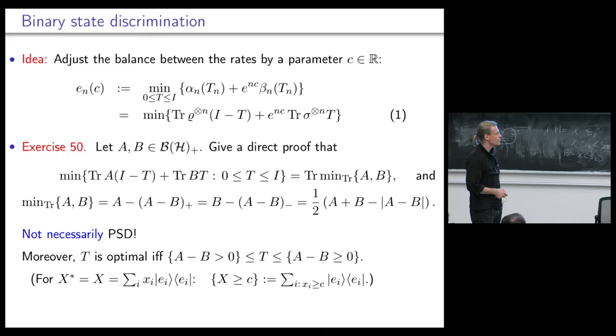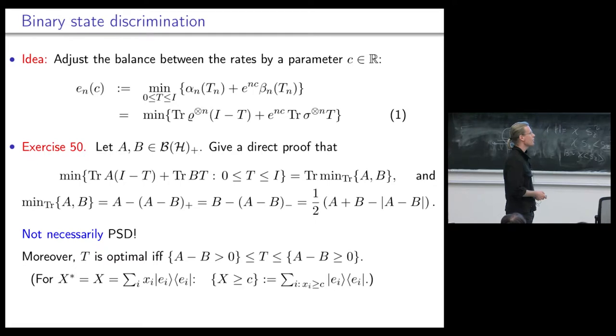These projections are defined the following way. If you have a self-adjoint operator, and this is self-adjoint because this is the difference of two positive semi-definite operators, then you can take the spectral decomposition. And for every possible constant C, this is just going to be a spectral projection of X corresponding to all the eigenvalues that are at least as large as C. Okay, so this is just a notation. This is the same notation as the level sets for functions. So here we think of self-adjoint operators as real-valued functions.